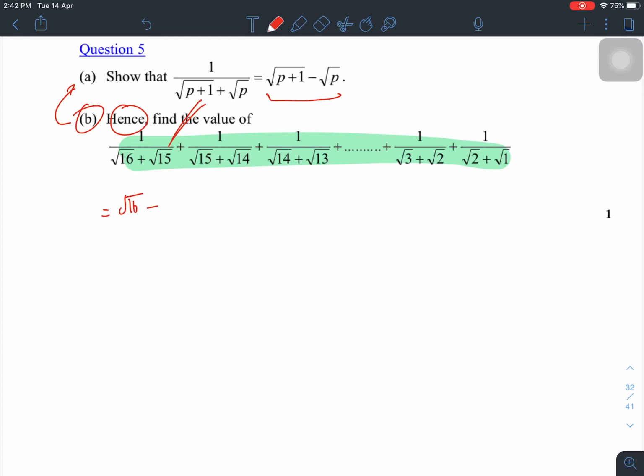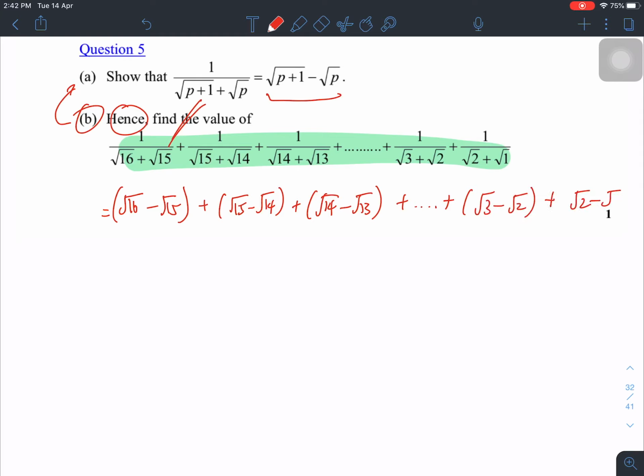This would simply be square root 16 minus square root 15 for the first term, square root 15 minus square root 14 for the second term, square root 14 minus square root 13 for the third term, plus dot dot dot, and of course I have root 3 minus root 2, finally root 2 minus root 1. So when we have that, what do you notice? You should notice that this is a negative 15 and this is a positive 15.